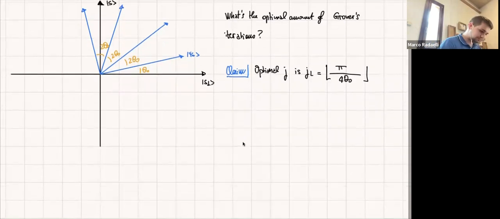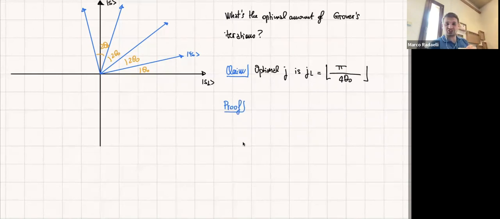Okay, so let's prove this. It's probably better to actually prove everything in this case. The fact that JL is the ceiling of this thing means that this object, pi over 4 theta naught, is between these two integer numbers.